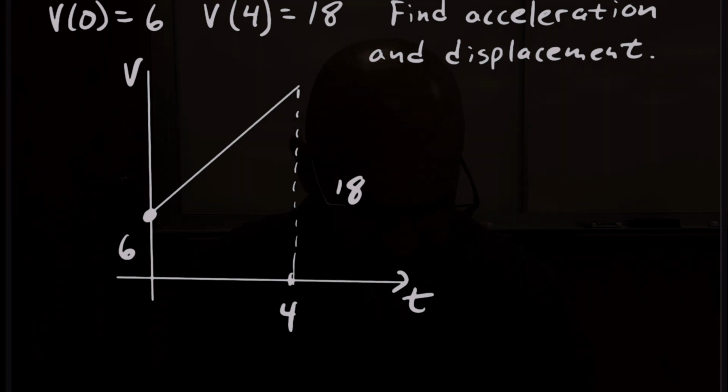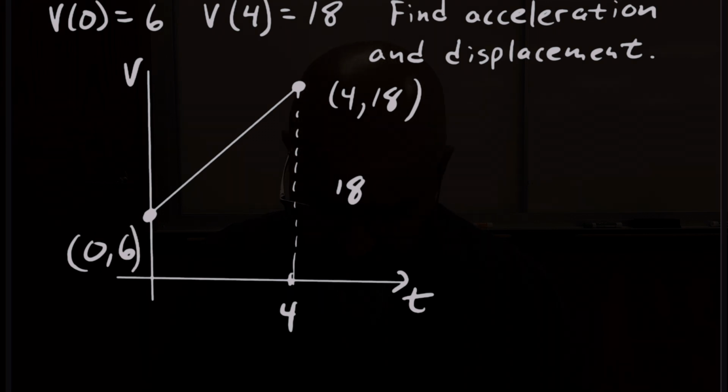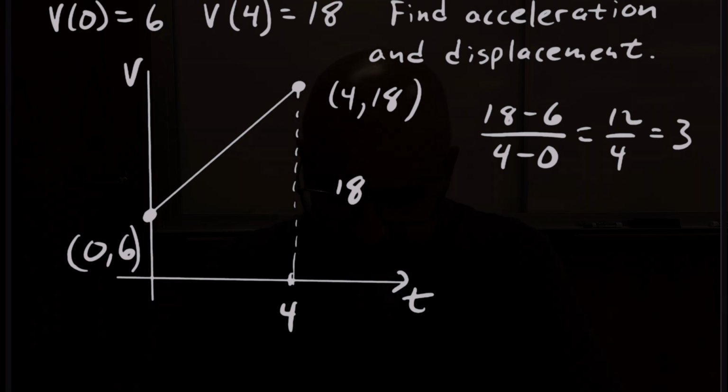Knowing that acceleration is nothing more than the slope of a velocity graph, this point right here is 4, 18. And let's not forget that this point back here is actually 0, 6. And if I calculate the slope of that line, that would simply be 18 minus 6 over 4 minus 0, the difference in the y's divided by the difference in the x's, which is equal to 12 over 4, which would be equal to 3. Okay, so now the numerical value for the acceleration, which is the same thing as the slope of this line, would be 3. And we know from class that that unit would be 3 meters per second squared.